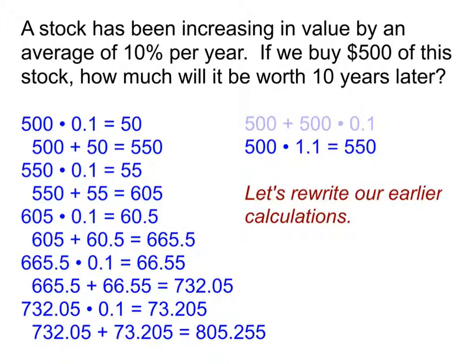And so I can take all of these over here and change the way they're written. Instead of going through the process of saying, multiply it by 0.1 and then add that to the original, we can just do this. We can multiply the original amount by 1.1. The basic idea behind it, the reason why it works, is because this 1 here represents our original starting value. So we have the whole plus the 10%.